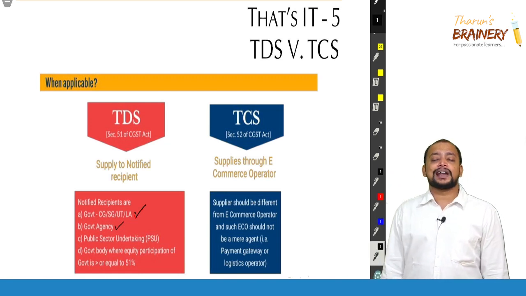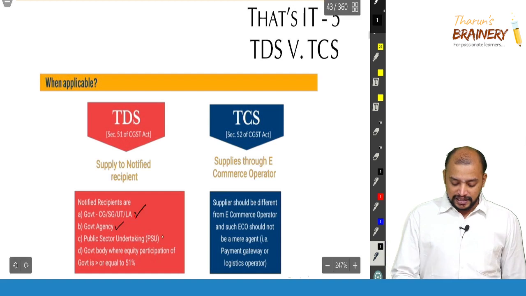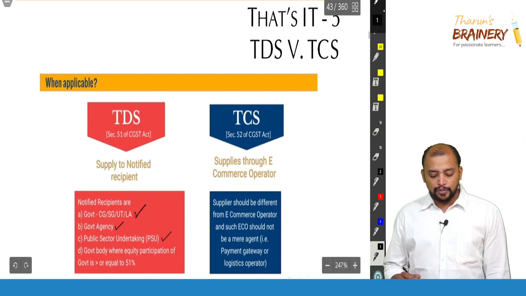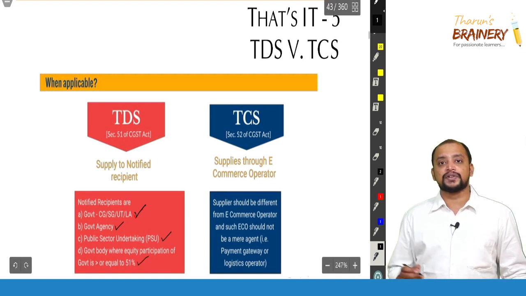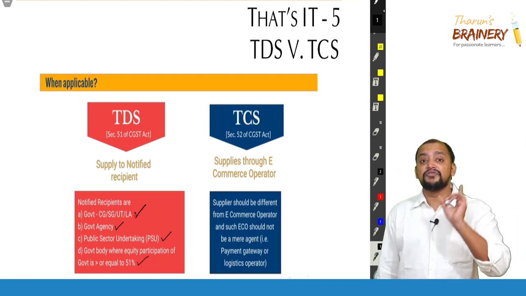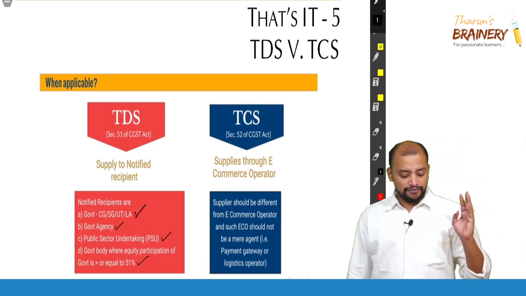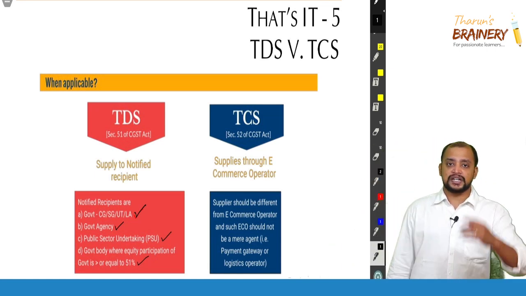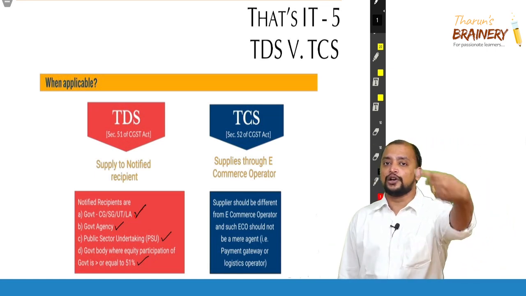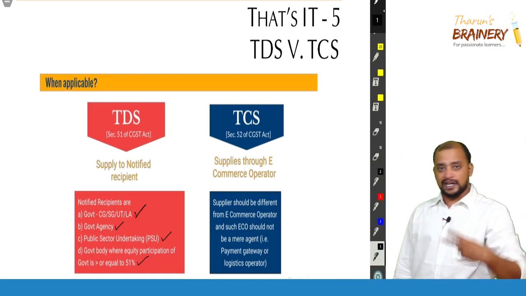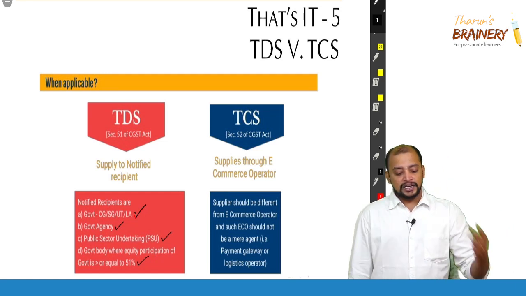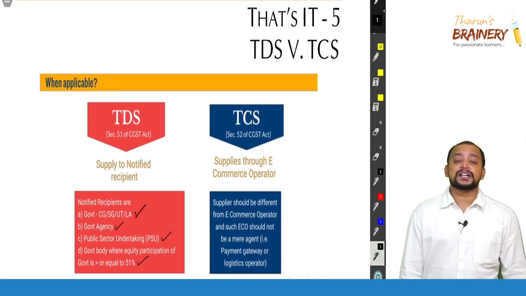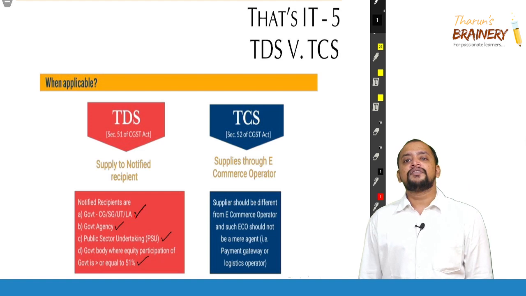Then public sector undertakings, then government body where equity participation of the government is greater than or equal to 51%. 51, not 50, 51%. So these four come under notified recipient. Number 1, central government, state government, union territory, local authority. Number 2, government agency. Number 3, public sector undertaking. Number 4, government body where equity participation by the government is 51% or more.